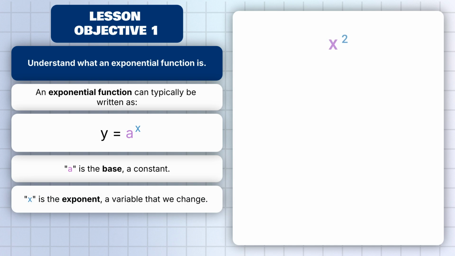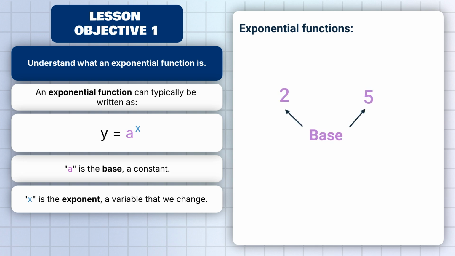Let's recall the function x squared that we've looked at before. Here, x was the base and 2 was the exponent. But in exponential functions, we flip the script. The base remains constant, like 2, 5, or 7, and the variable is in the exponent, such as 2 to the power of x or 5 to the power of x.